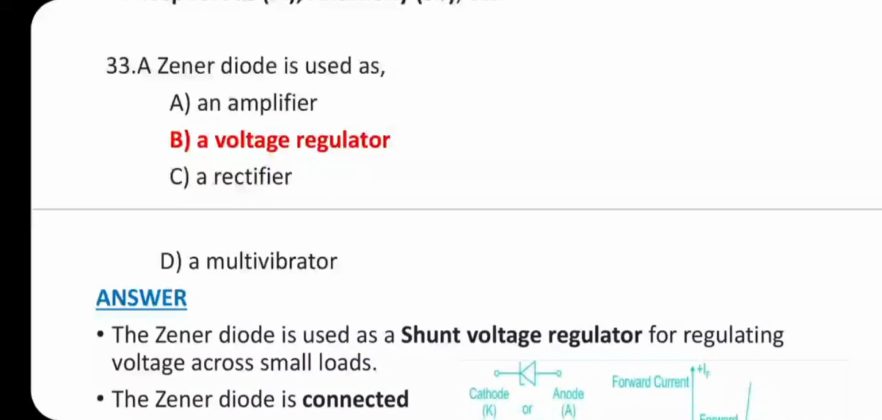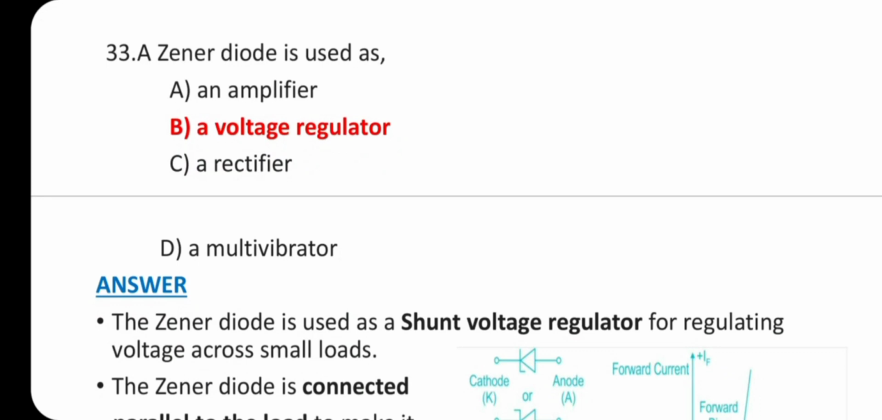Question number 33. A Zener diode is used as: the answer is option B, a voltage regulator.